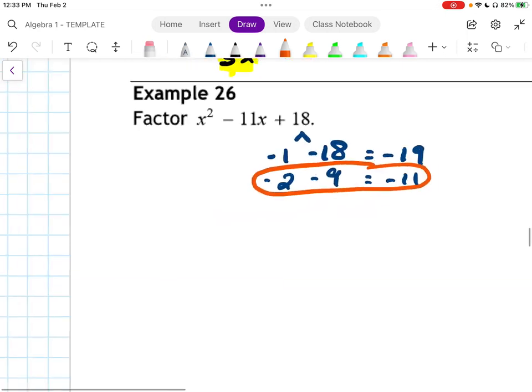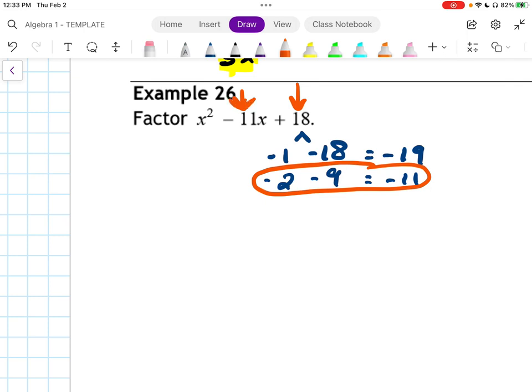So again, the reason that I picked negatives is because this 18 is positive. And if you're multiplying two numbers and you get a positive, they either both have to be positive or they both have to be a negative, right? Because the double negatives give you a positive. Because we're getting a -11 when we add them up, we know they've both got to be negative.